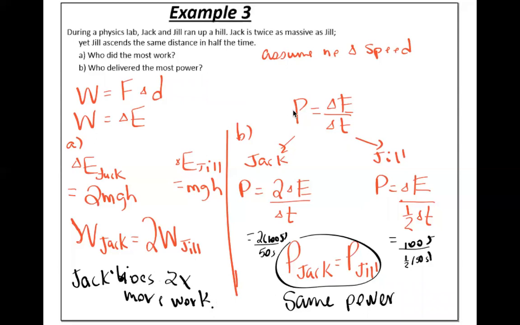But if we look at power, Jill has half of the time. It's half of the time of Jack's time. So 2 times the energy divided by regular time versus energy divided by 1/2 the time. It works out to be the same. 2 times 100 joules divided by 50 seconds versus 100 joules divided by 25 seconds. So it's the same power. Power is the rate that work is done.